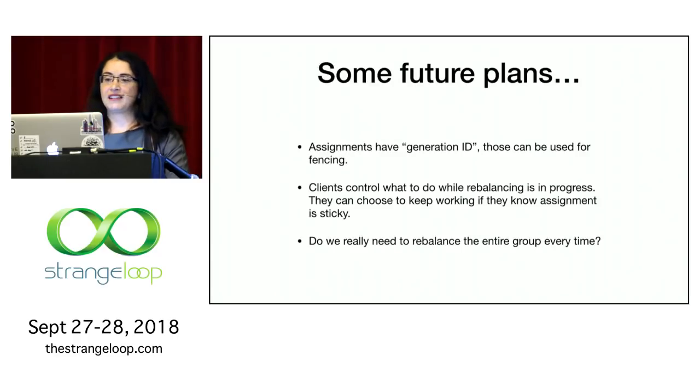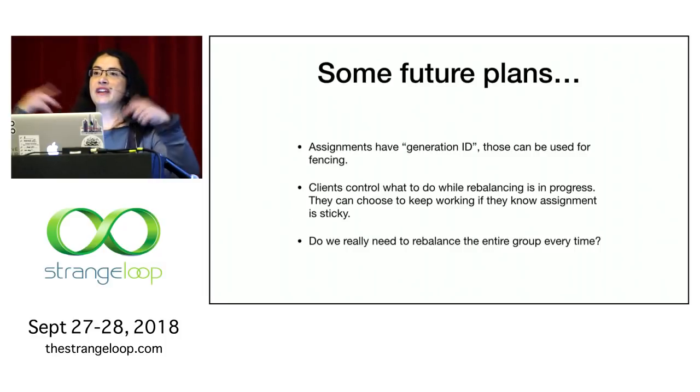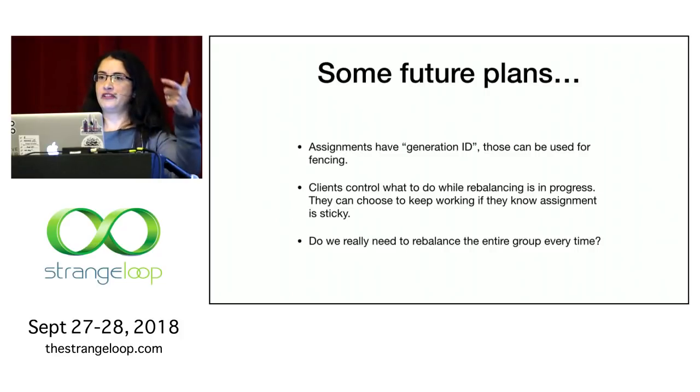We have some future plans to use things like generation ID. There already is a generation ID in the protocol, so you know if the assignment changes, it has a different ID. You can use it to do all kinds of fencing things, which we currently don't do, but it would be nifty if we did it. We could do things like, remember, the clients control what to do when they get rebalance in progress. Right now they basically stop consuming completely. But if you know that you're using something that is sticky, you could keep on processing knowing that you're not going to lose your partition. So we can get a lot smarter with that.